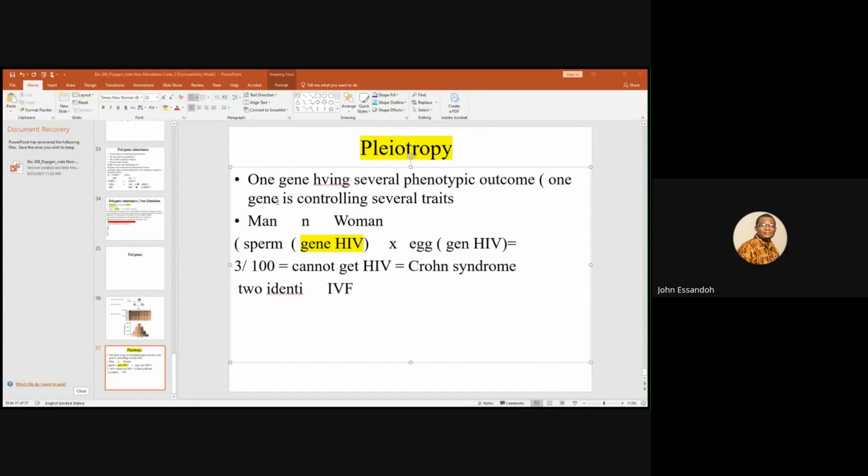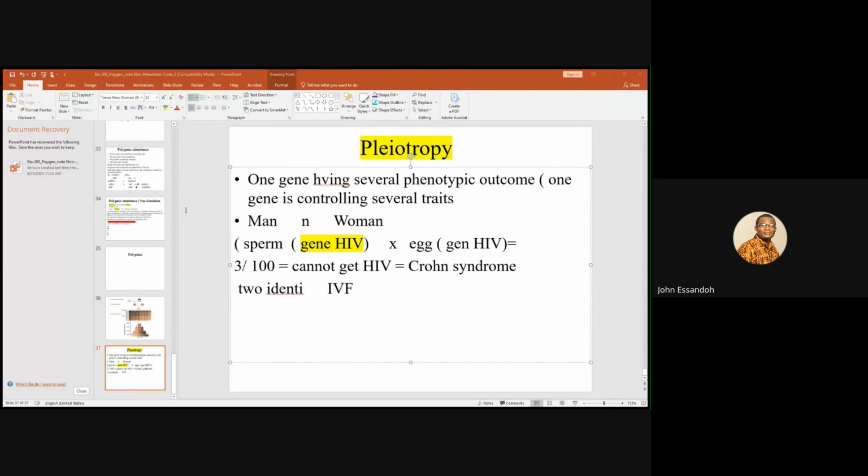Let's see. Let me see whether I have an example of a pleiotropic gene in animals. Let's see whether we can get some in humans. A pleiotropic gene in humans. So this particular one is Marfan syndrome.